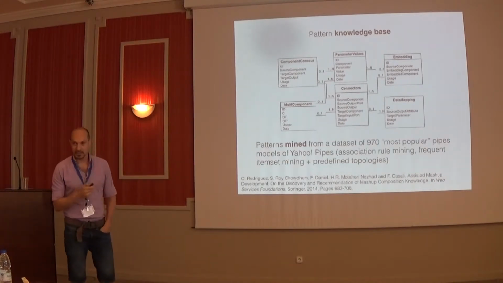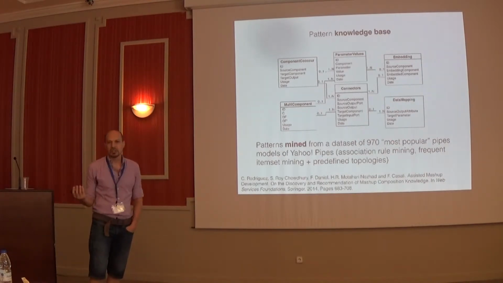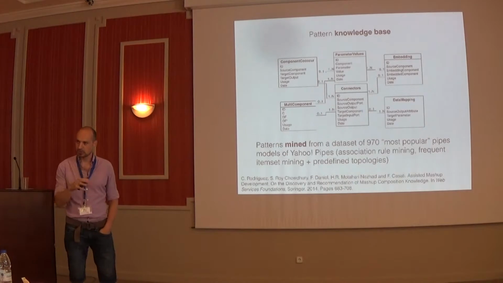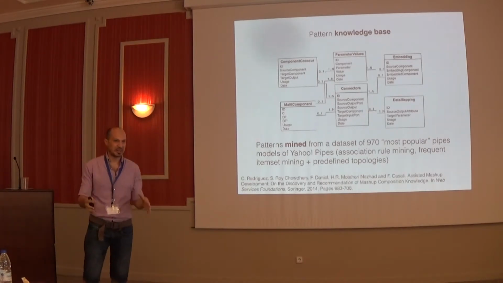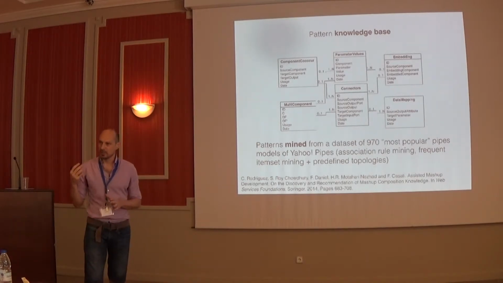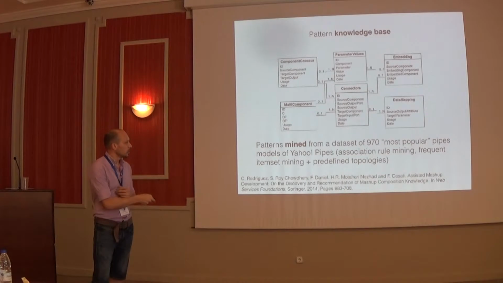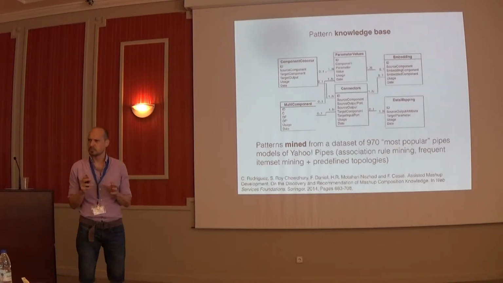Okay, so we mined, in this case, patterns out of the freely available models of Yahoo Pipes. At the time, it was possible to access the Yahoo Pipes website and to download all the pipes they have there in the repository. So we got 970 of the most popular pipes. We chose a specific topic. I think it was about sports or news.